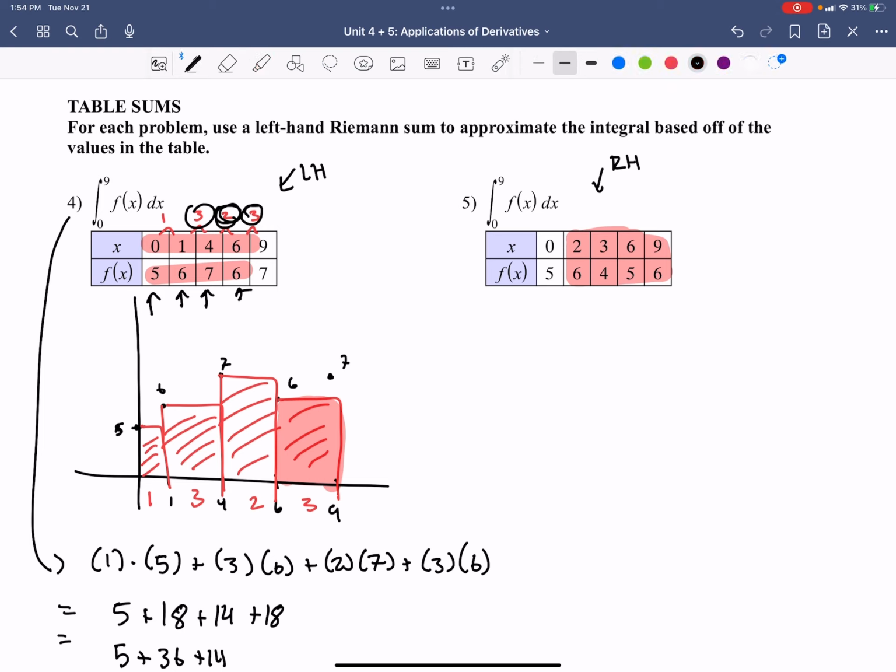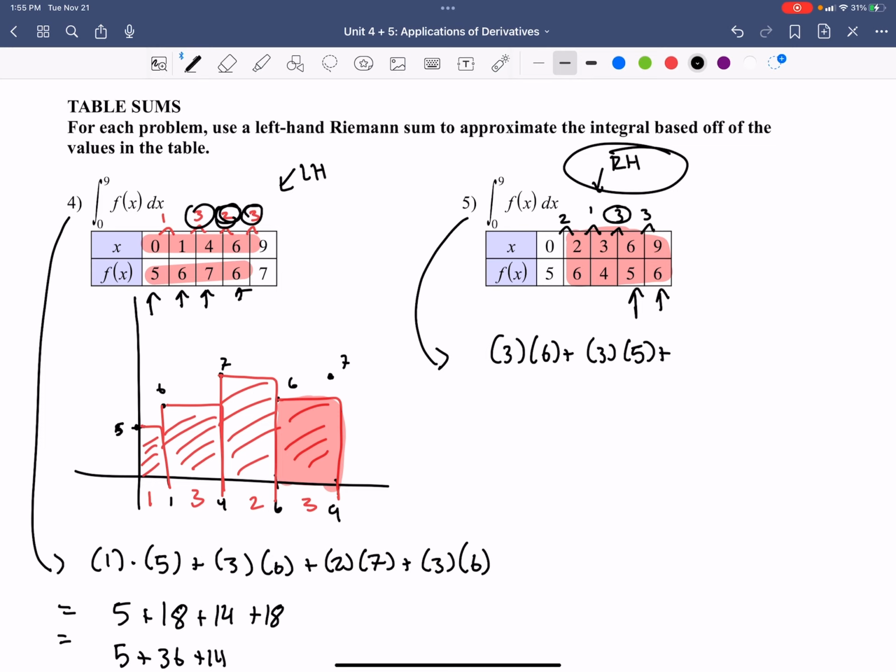Okay? But we still need our delta x's. So, this is 2. That's 3. No, that's 1. What am I doing? 1, that's 3, and that's 3. All right, and we're starting from our right hand side. So I'm gonna do my delta x. My delta x is 3 plus my right hand sum, which is this one. So that's gonna be times 6 plus my delta x, which is 3 times my right hand value, which is 5, plus 1, which is my delta x, times the right hand value, which is 4, plus 2 times 6.